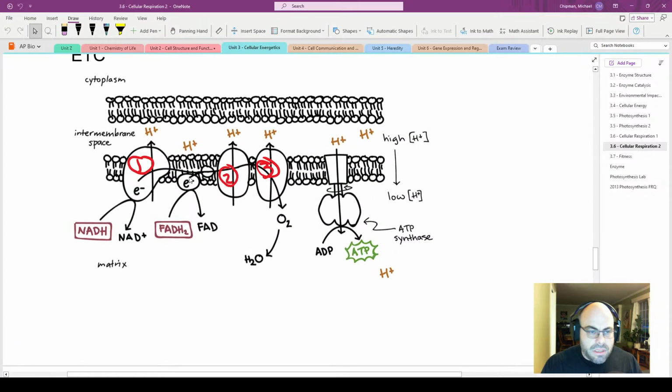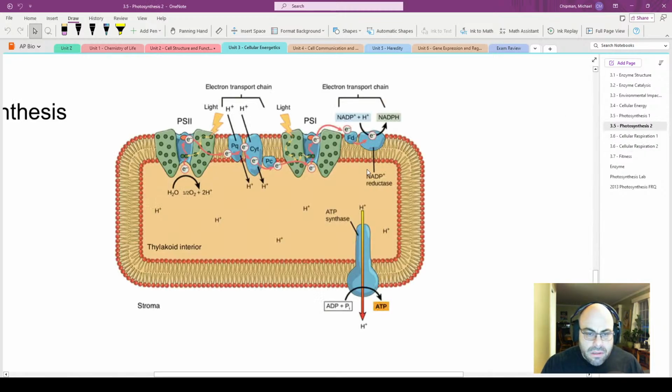All right, so this is the ETC in cellular respiration. Notice what's going on here. It's a good question, I'll get to that in just a second. See these electron carriers? They're dropping the electrons off here, right? And those electrons are powering this proton gradient being made. Here in photosynthesis, the electron carrier is being made, right? NADPH is being made.